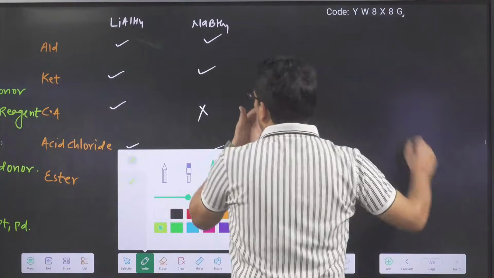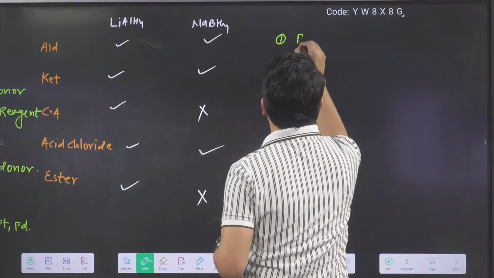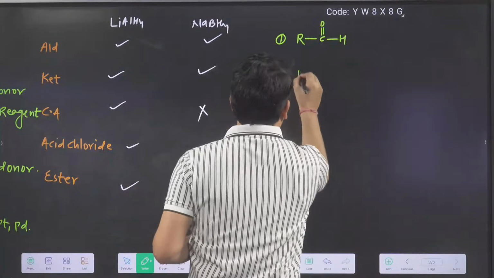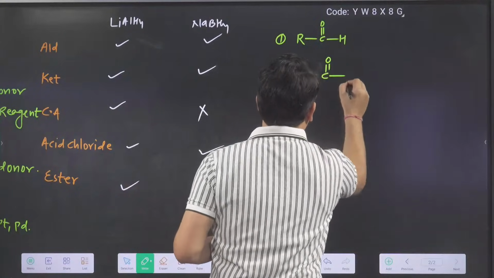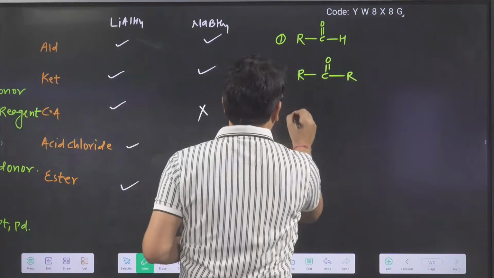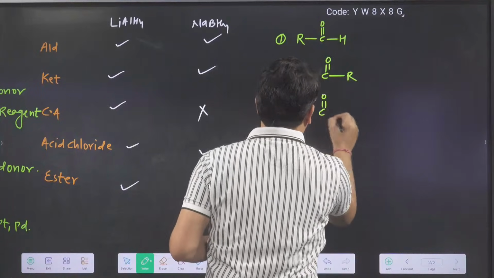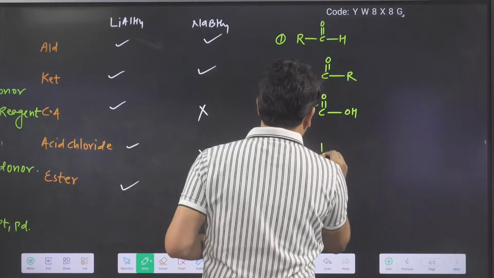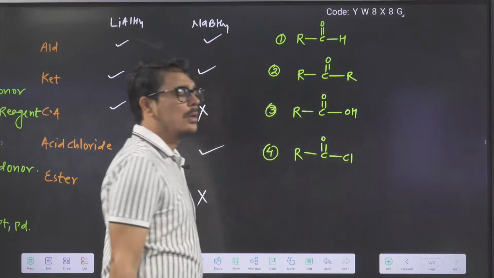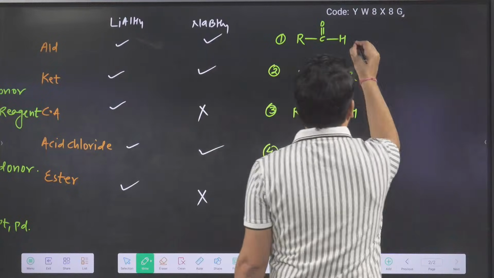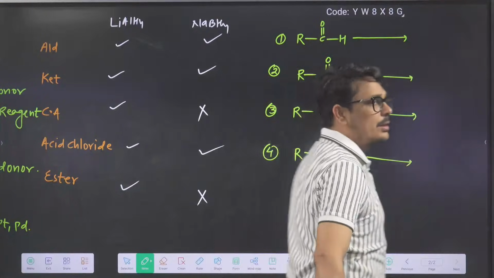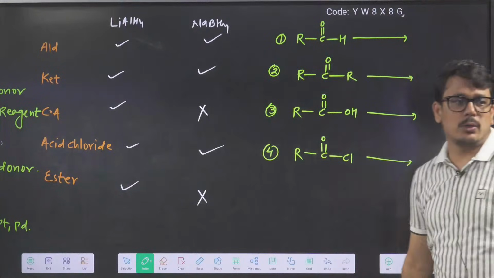Now look here. First one, if I said aldehyde. Second, I said ketone. Third, I said carboxylic acid. Fourth, acid chloride. Simple, I'm saying these four. Now reduction means what? Reduction means addition of hydrogen, or not?